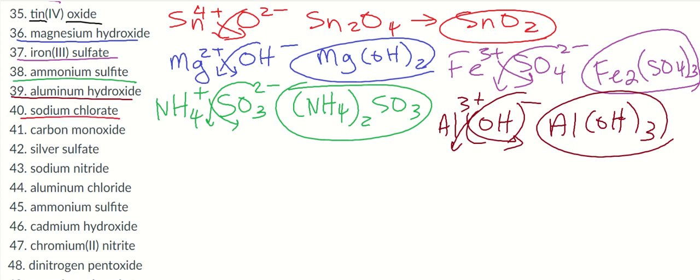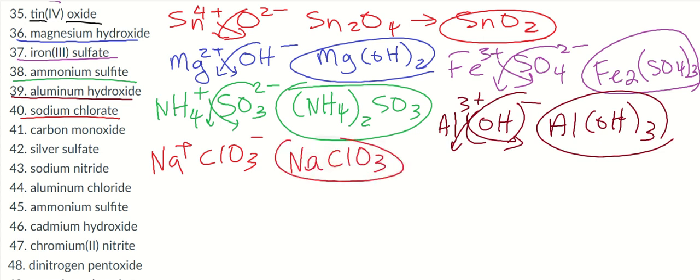Okay, sodium chlorate. Another ionic compound. Sodium is a 1 positive charge. ClO3, 1 negative for chlorate. These charges are going to cancel out, so it's just going to be NaClO3. That's going to be your final answer.